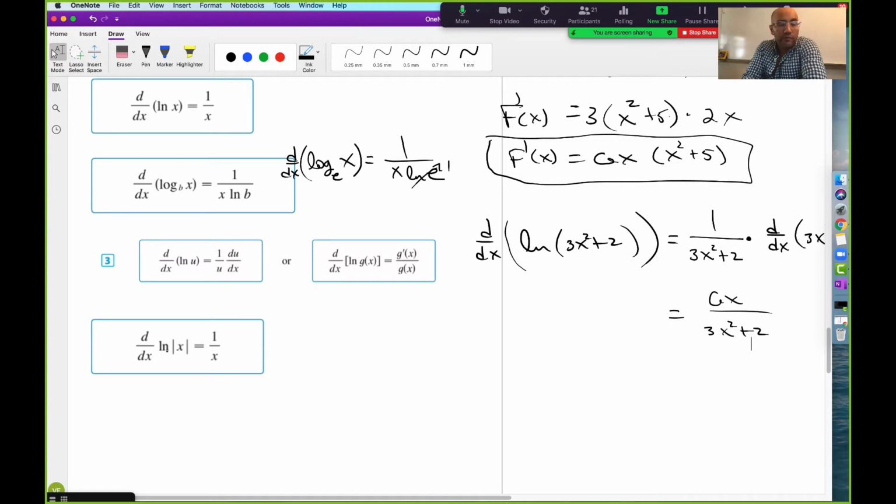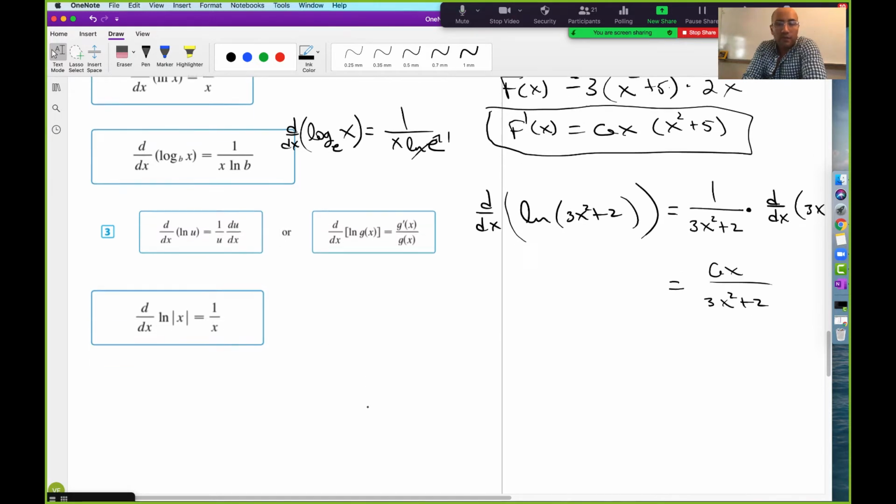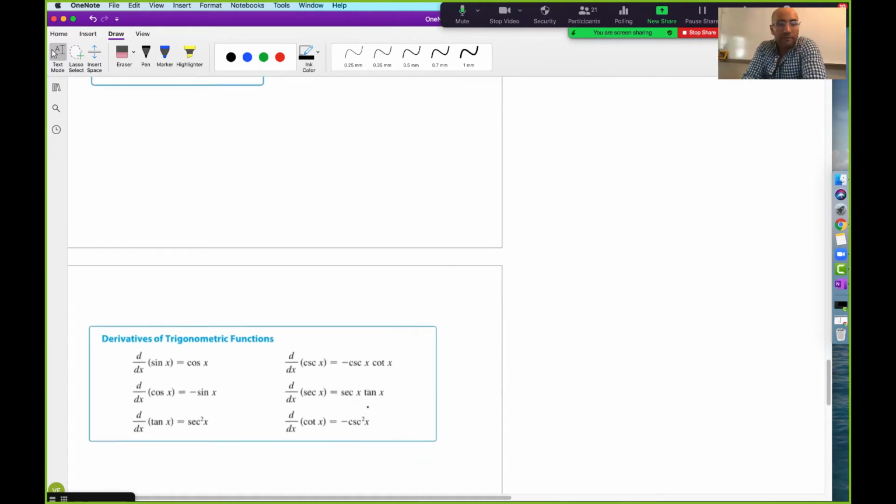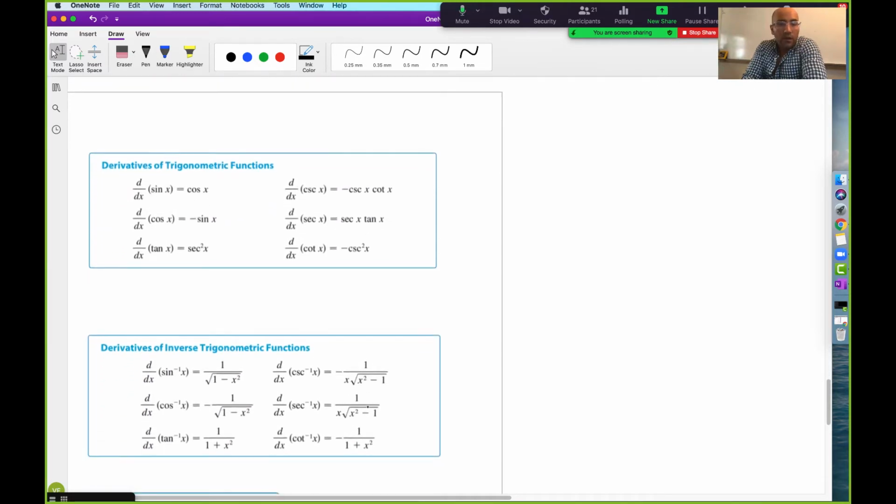Next, the derivative with respect to x of ln of the absolute value of x is still equal to 1 over x. We run into that little property from time to time. Then the book gets into some of our trig functions. So the derivative with respect to x of sine x is cosine x. The derivative of cosine x is negative sine x. Derivative of tangent is secant squared. Derivative of cosecant is negative cosecant cotangent. The derivative of secant is secant tangent. And the derivative of cotangent is negative cosecant squared x.